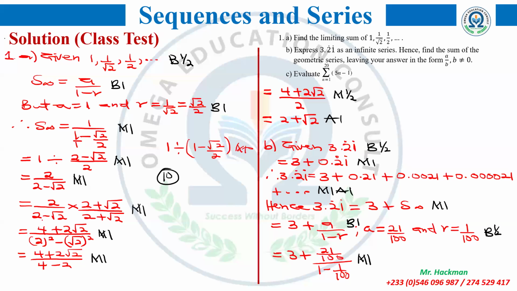Then again, you know that anytime you multiply an expression and its conjugate, the denominator will always give us the difference of 2 squares. Don't go and distribute. Your numerator will be 2 times this, which is 4, and 2 times this, which will give you 2 roots of 2. Then numerator intact, for the denominator you remove the squares. So you get 2 squared, which is 4, minus root 2 squared, which is 2.